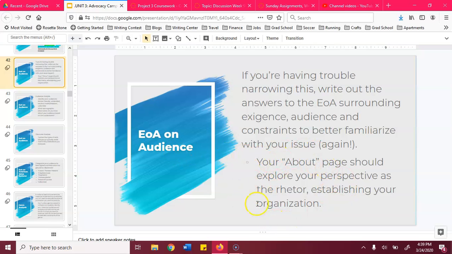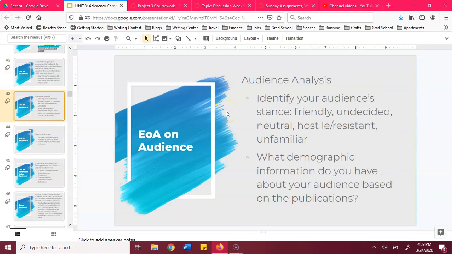Remember, your website has to have an about page, so you might be able to use some of this information directly on your about page, establishing how and why your organization or your website works for this audience.